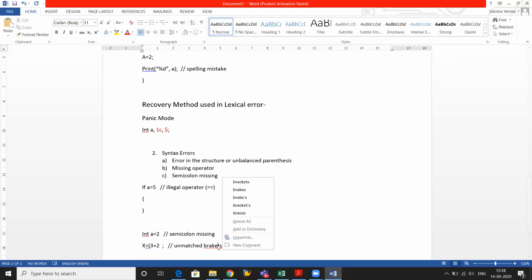Okay. Now see one more error. Suppose you have written y is equal to 3 plus. This is the statement you have written. What is the problem in this statement? You have written two operators, but the operand is missing. So missing operand.